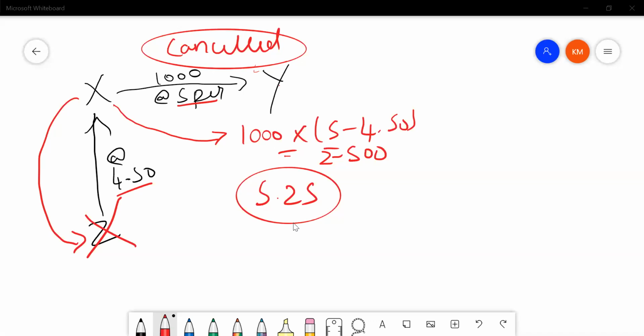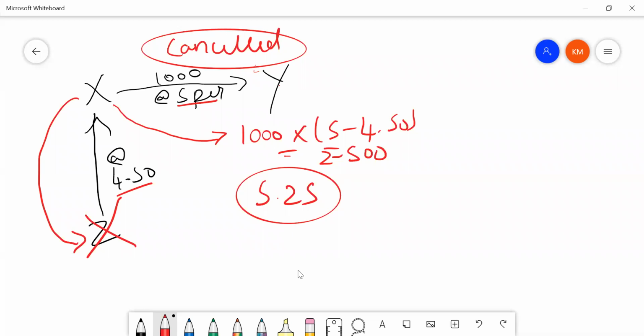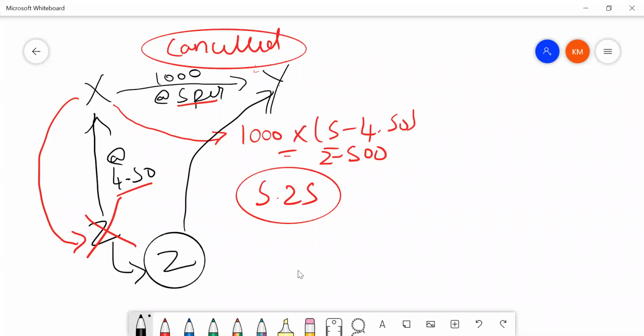Now, let me explain, guys. If X had not informed Z about this, Z can say, see, I did not know that you are going to sell this to Y, so I don't know about all of these things. I cannot pay you the 500 rupees profit you have lost. Z's claim is very much valid.